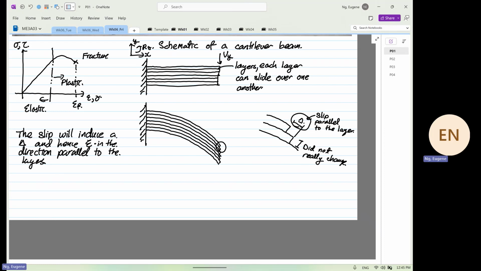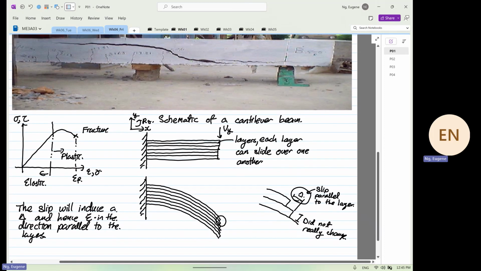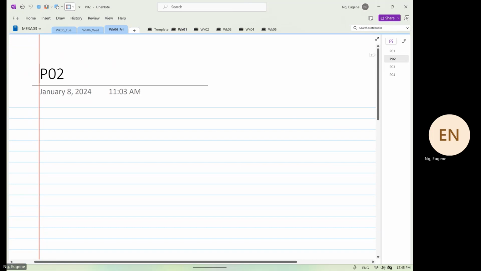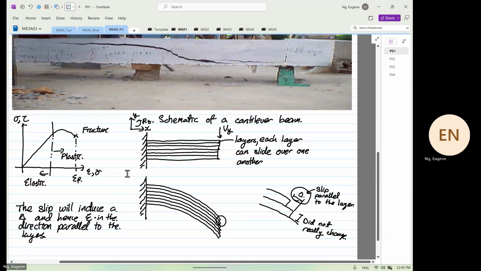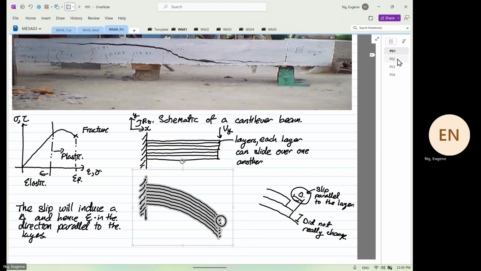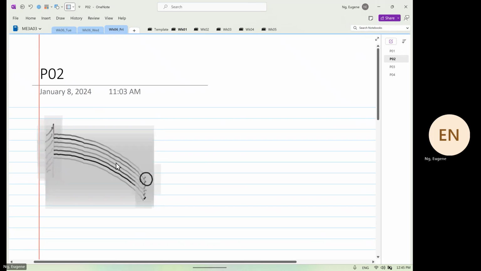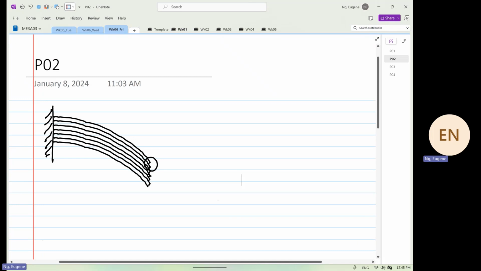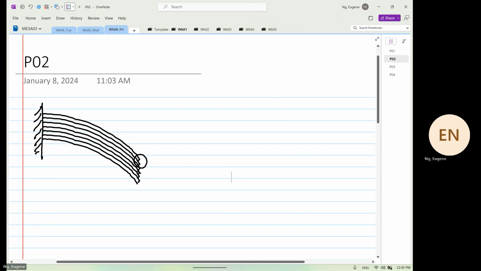Now, the next diagram, you guys have seen it before. We are going to go back to the element. Let me get the diagram. So that's slip. Now let me get the original. Let me also get the original.